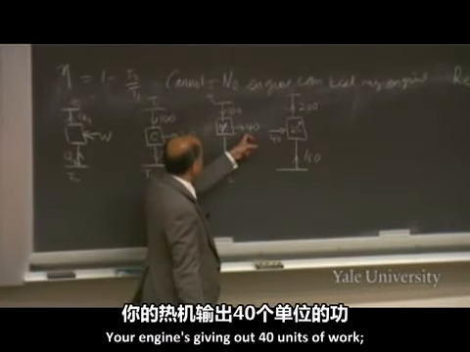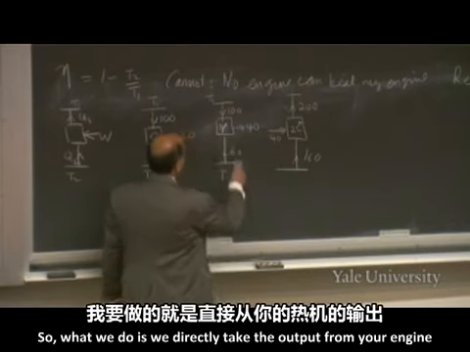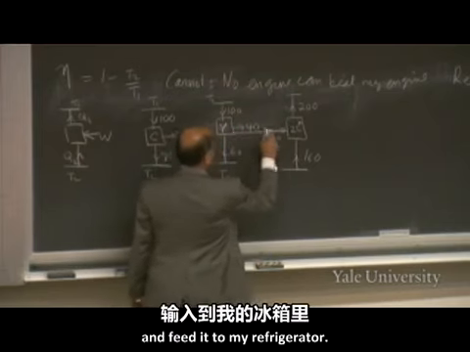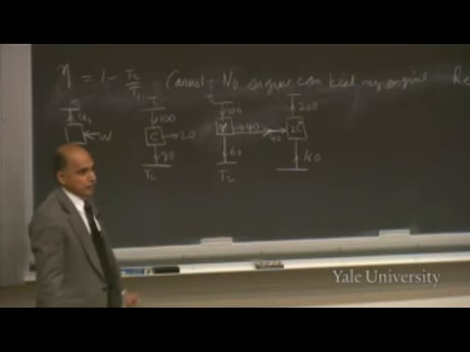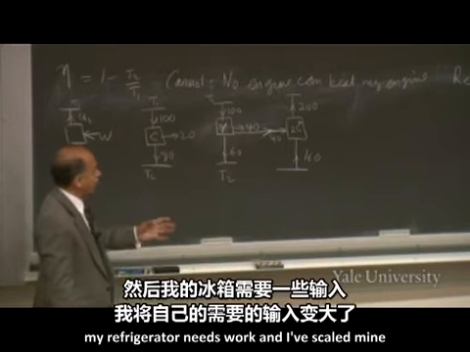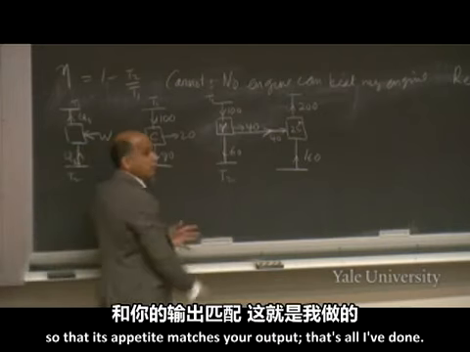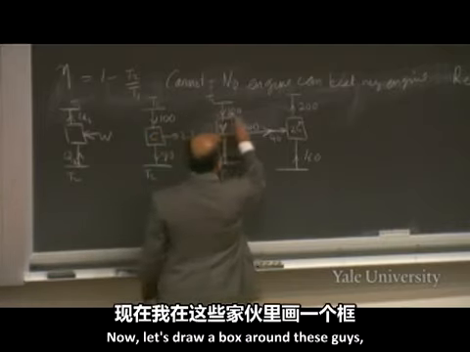Your engine's giving out 40 units of work. My refrigerator needs 40 to run. So what we do is we directly take the output from your engine and feed it to my refrigerator. Okay? Your heat engine makes work. My refrigerator needs work. And I've scaled mine so that its appetite matches your output. That's all I've done. Now let's draw a box around these guys.